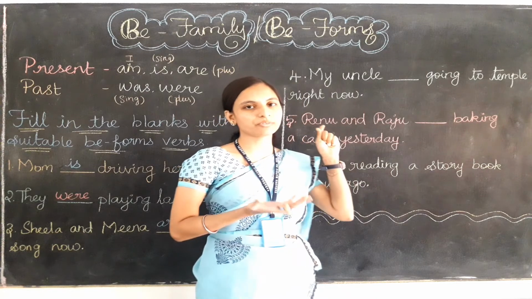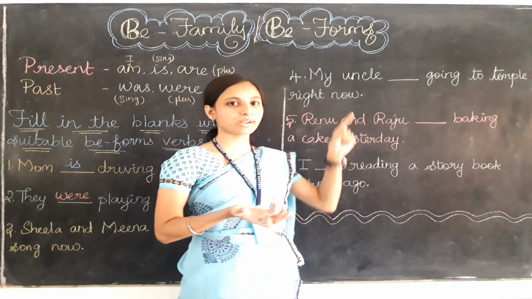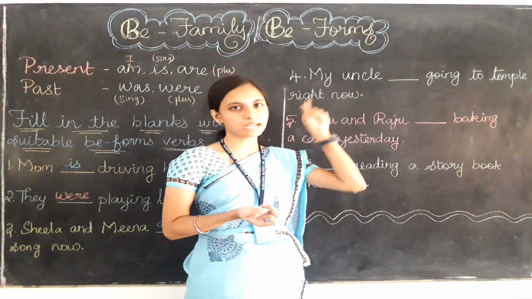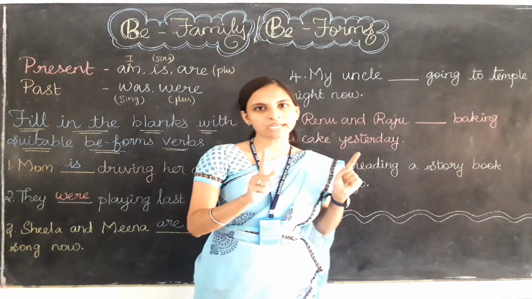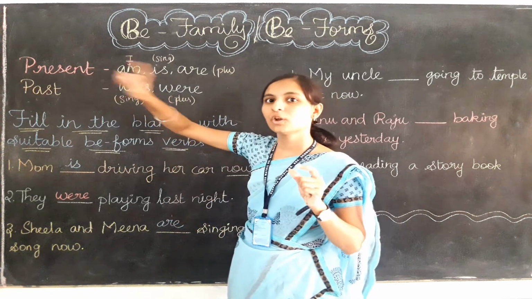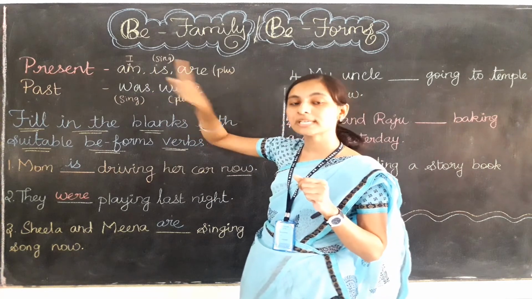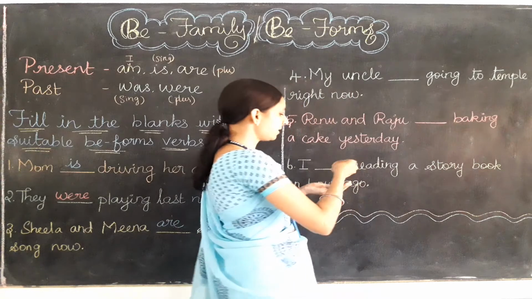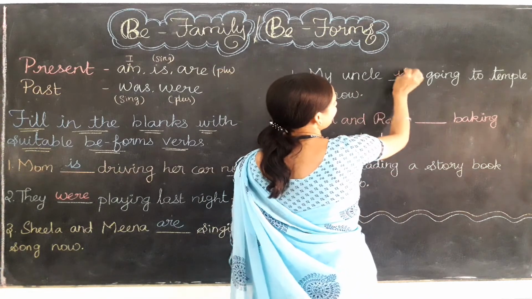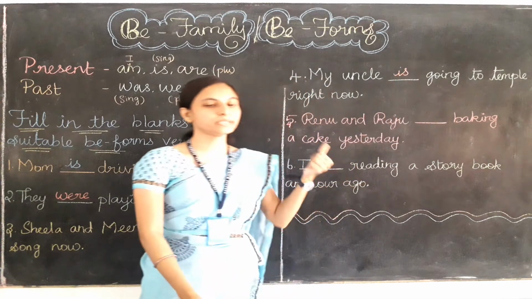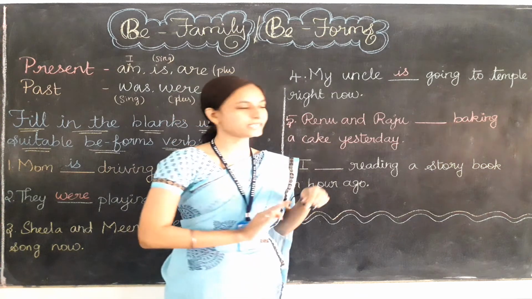After finding out the time of an action, we need to check the subject. My uncle means only one uncle. So for the present time, only one person means it's a singular. Which verb do we need to use? Is only. So the answer will be is. My uncle is going to temple right now is the correct answer.